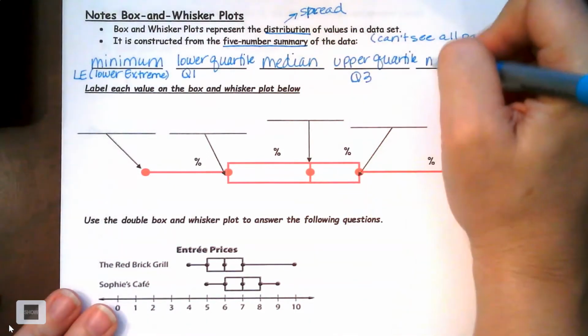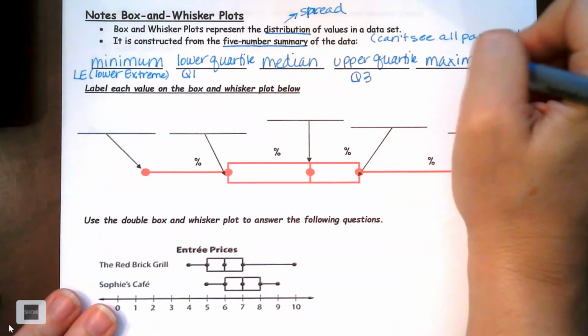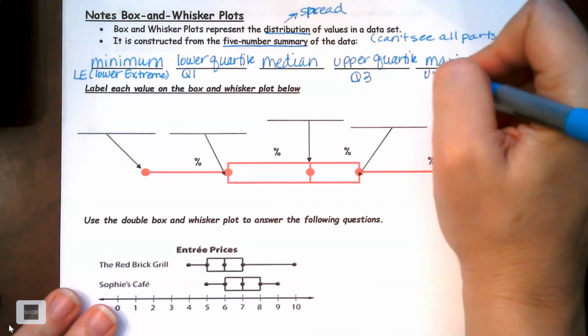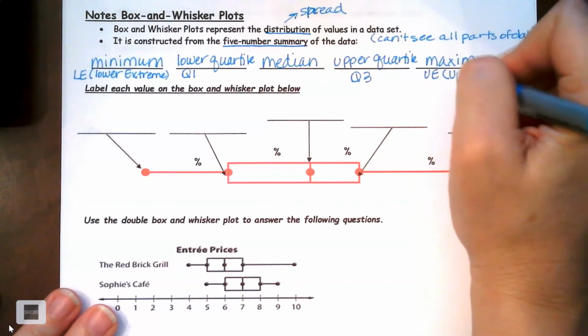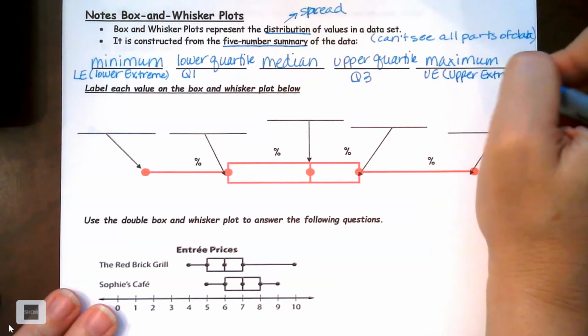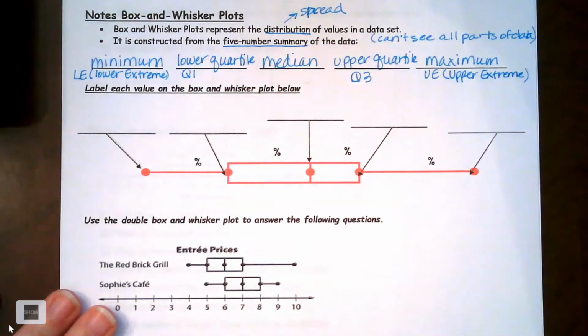And then the maximum or upper extreme. Lots of different terminology for the same part. We also can see outliers, but that is not included in the 5-number summary because not everything has an outlier. And now we're going to look at the display.